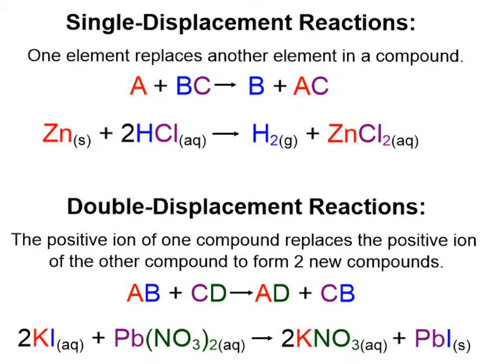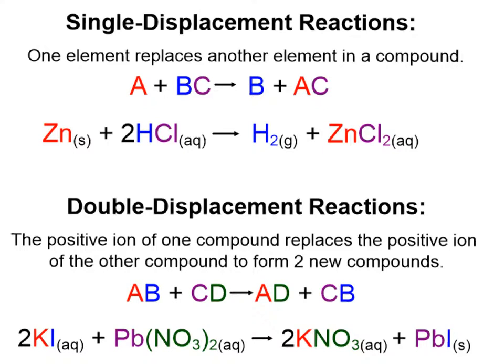In a double displacement reaction, we have two molecules, two compounds that are going to be rearranged. The cation is going to combine with the anion of the other compound. So in essence, you're going to have the two cations switching places. And you can see that in this example right here. The potassium is going to combine with the nitrate over here. And the iodine is going to combine with the lead iodide.